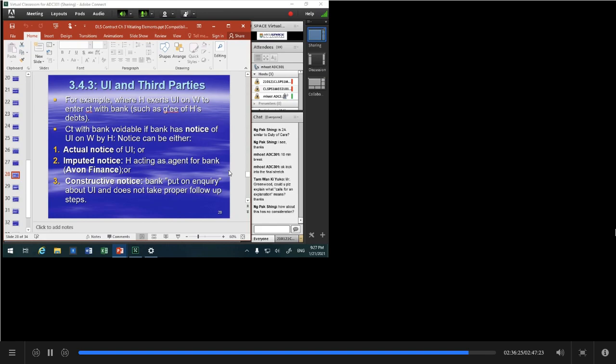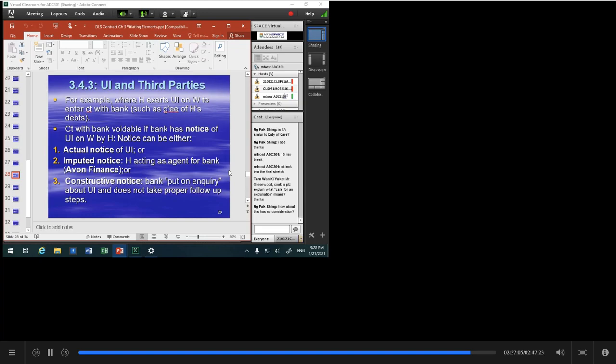With regard to undue influence and third parties, the bank wants to know, will they be liable? Will the contract with the weaker party be voidable? Well, it will be if the bank has notice of any undue influence on the weaker party by the stronger party. I've got H, but that's husband. And this notice can be of three types. It can be actual notice, which means you know about it, or it could be imputed notice through an agent.